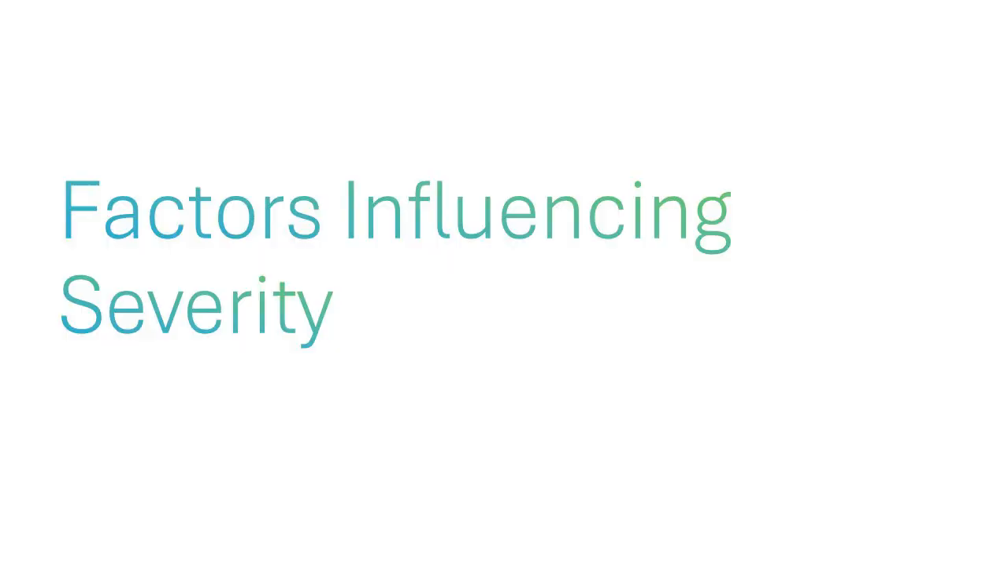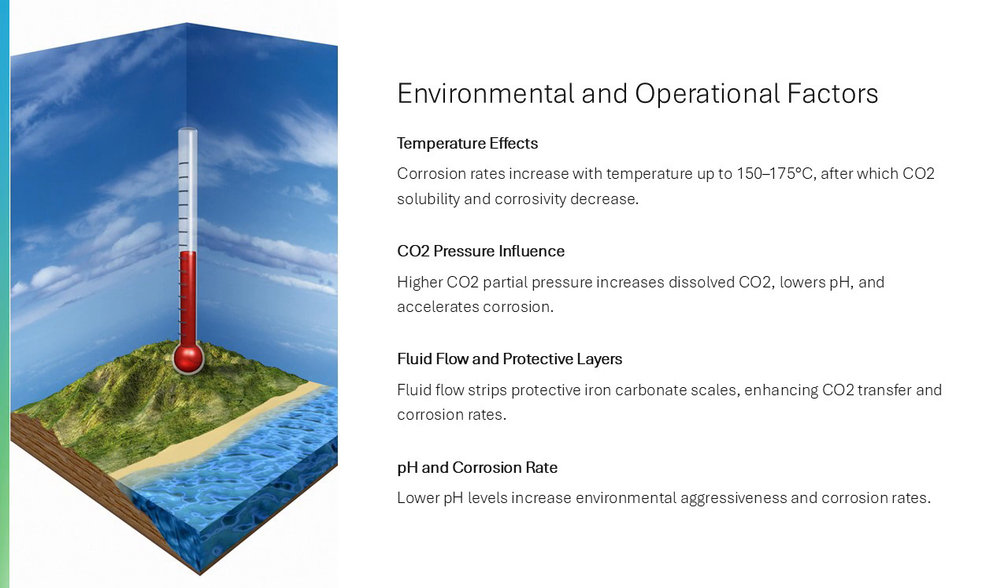Environmental and operational factors. The severity of CO2 corrosion is governed by multiple interrelated factors. Temperature plays a significant role, with corrosion rates increasing as temperature rises up to approximately 150 to 175 degrees Celsius or 300 to 350 degrees Fahrenheit, beyond which CO2 solubility decreases, reducing corrosivity. Pressure, specifically CO2 partial pressure, is another critical factor. Higher partial pressures result in more dissolved CO2, lowering pH and accelerating corrosion.